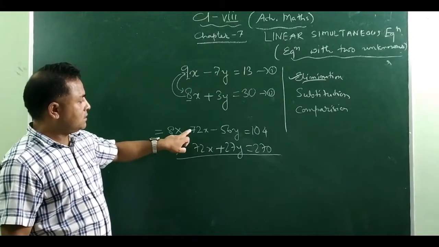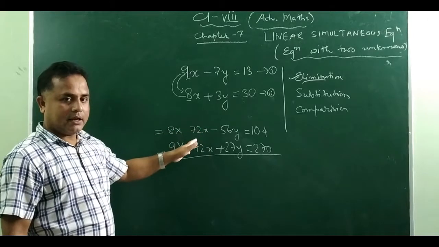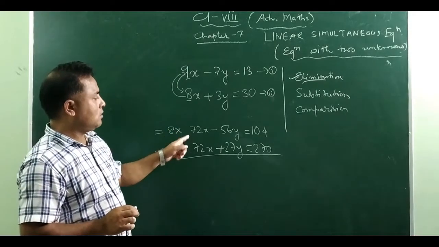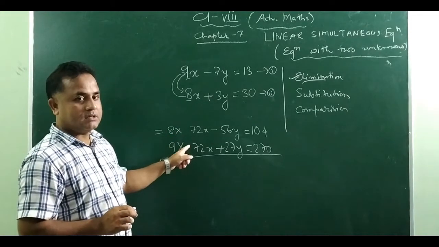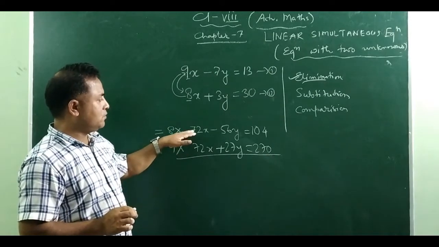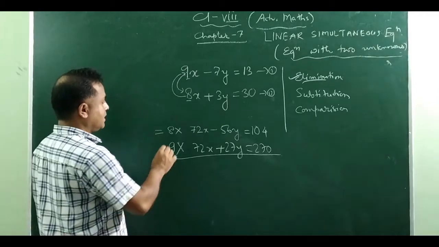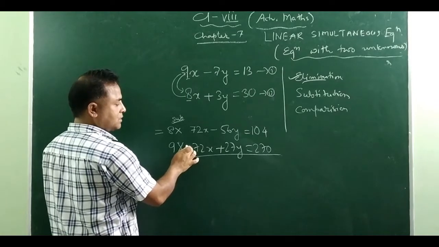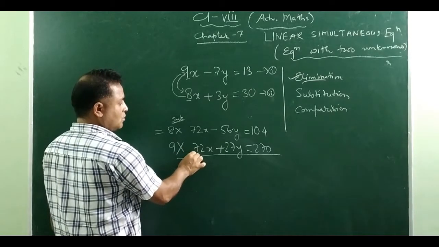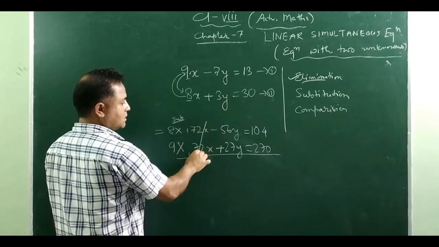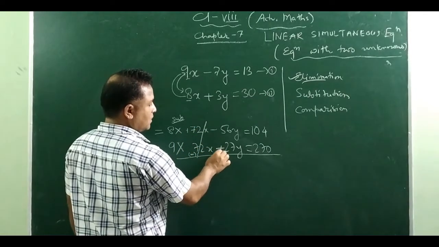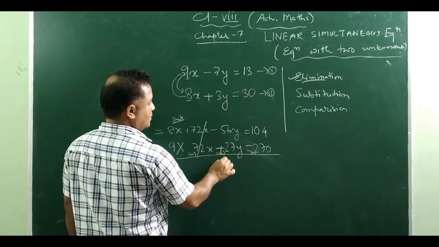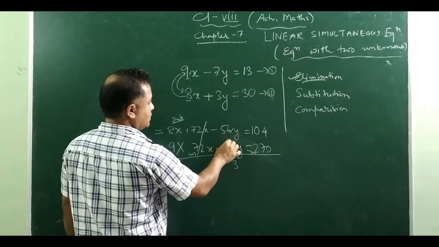Now here we see that 72x and 72x we can eliminate. We need to choose whether to add or subtract. Here the signs are the same. If the signs are the same, we need to subtract. If it is subtraction, then the lower signs will be changed. Here it is plus, so we change it to minus. So plus and minus cancel. This plus converts to minus, and the other plus also to minus. Now here it is minus, minus, so same signs, we add.